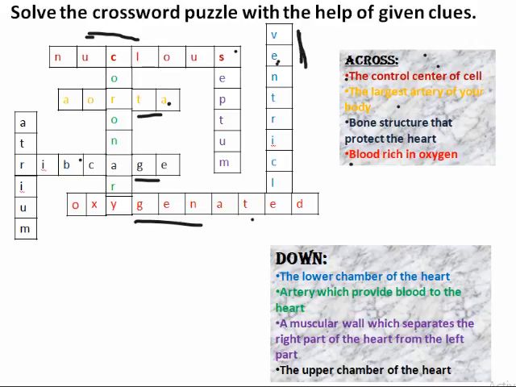Okay, the lower chamber of the heart, ventricle. Artery which provides blood to the heart, coronary artery. A muscular wall which separates the right part of the heart from the left part is septum. The upper chamber of the heart, as here they asked about chamber, not chambers. If they had asked chambers we would write atria. Atrium is the singular of atria, okay, so here atrium. Okay, have you done this? Now move next.